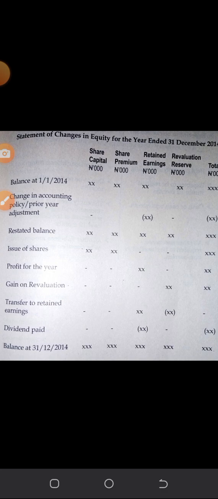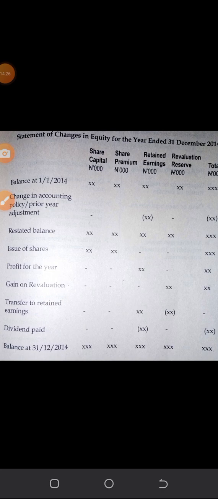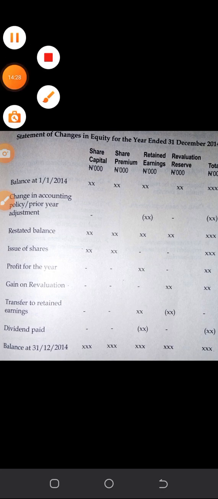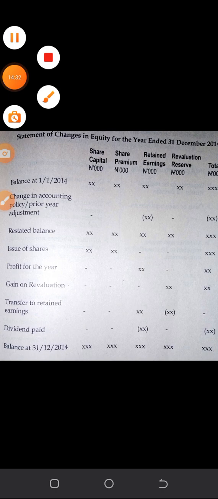Profit for the year, bring it here. Then you now have gain on revaluation, you bring it under gain on revaluation. Then you have transfer to retained earnings, and this one too you bring it here. And then you have dividend paid for the period, bring it, and then you have the balance as at close of the year. So that is that for statement of changes in equity.